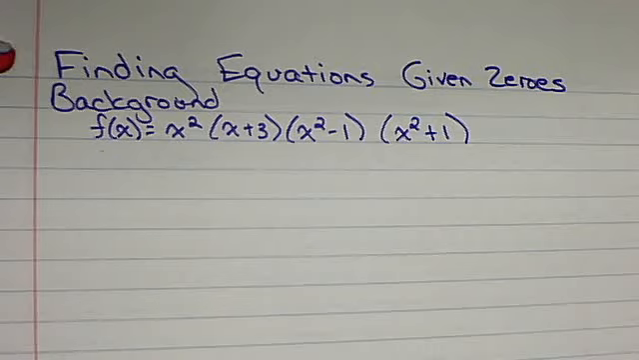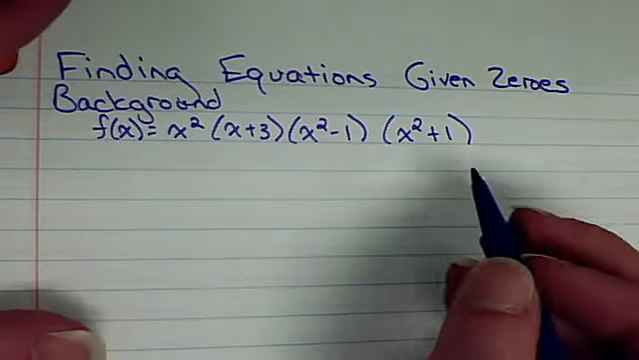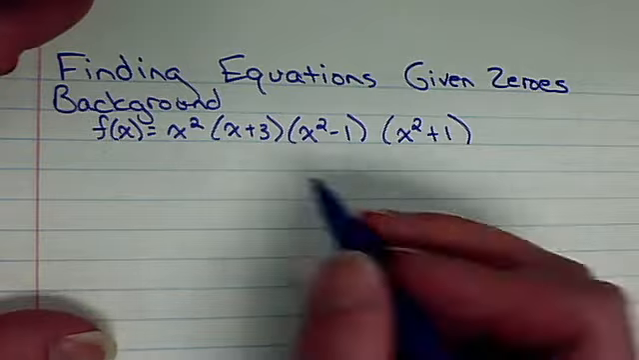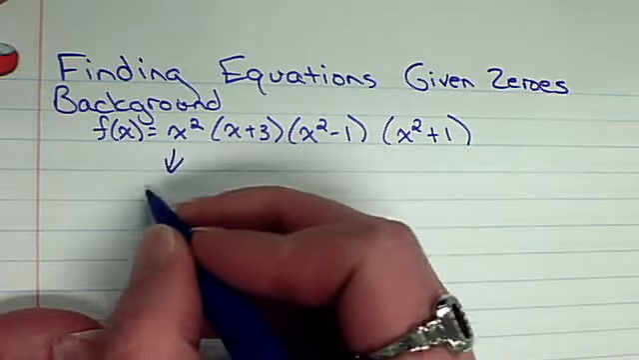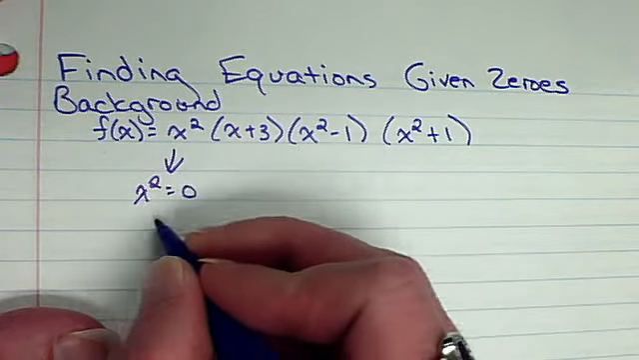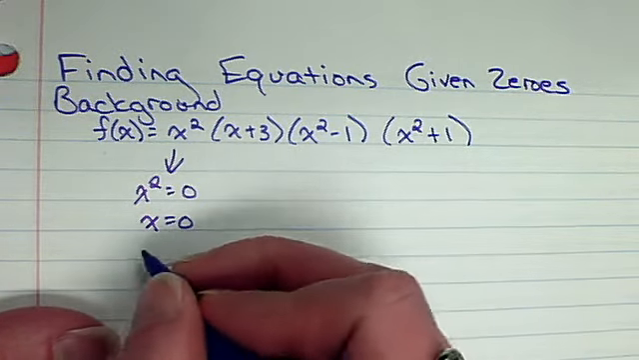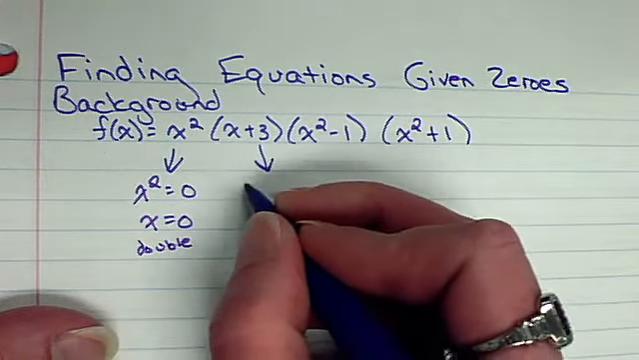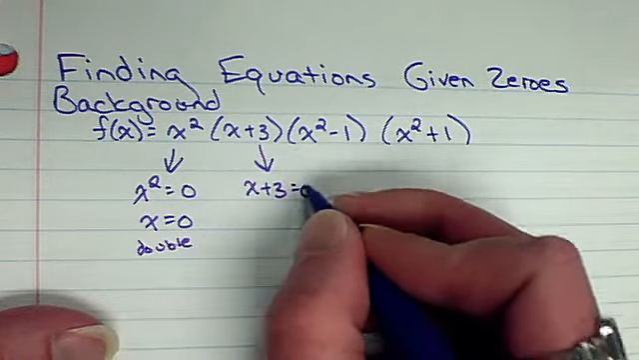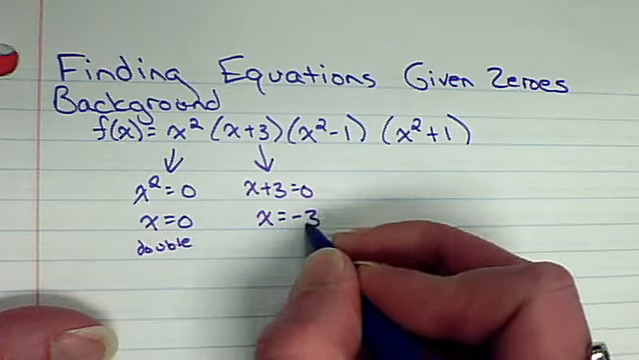Okay, this is an add-on to one of the lessons, finding equations given the zeros. Now, I want to think back for a second. If we have the equation in factored form, how do we find the zeros? Well, you set each factor equal to 0. So here, we'd have x squared equals 0, which is easy. X equals 0, and that's actually a double. X plus 3 equals 0 gives me x equals negative 3.